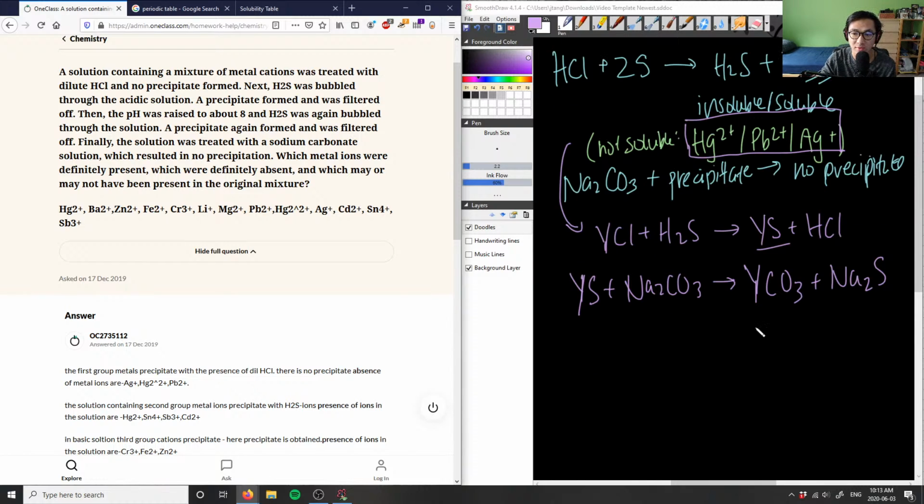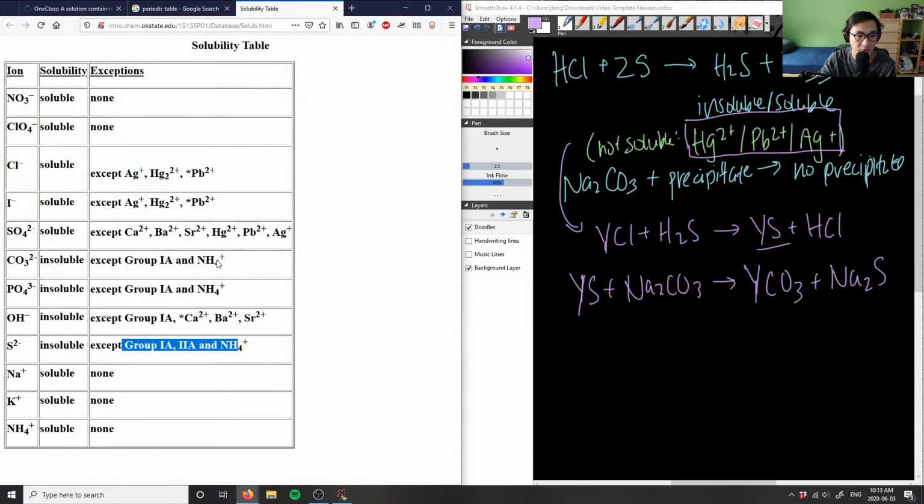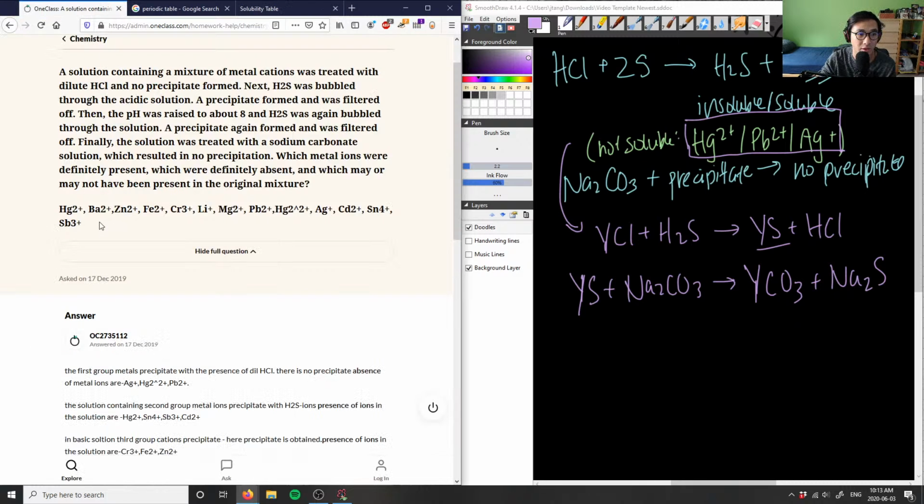The presence of this is going to be, if you look at the carbonate ion here, it's going to be this guy here. Everything's insoluble except group 1A and ammonium, right? So we're looking at chemicals that could be in group 1, that cannot be in group 1 because we're looking at precipitate here. So in this case, it would be whatever is left, right?